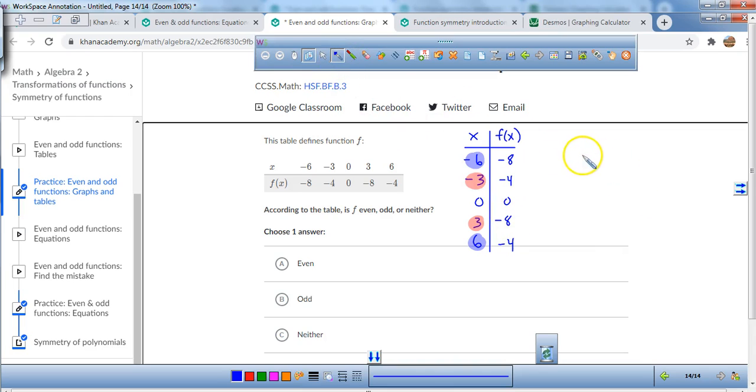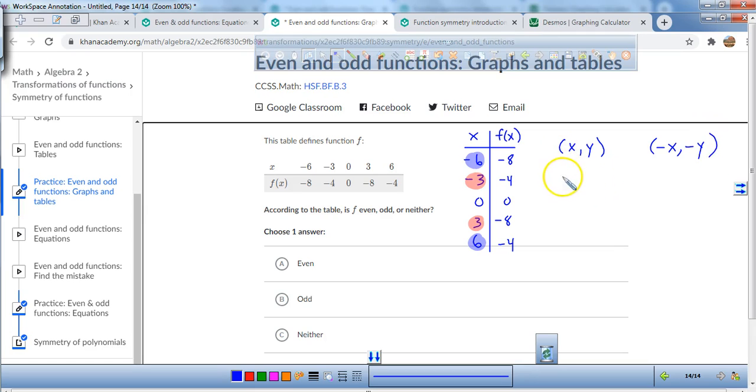So what would be an odd function? An odd function would be if we have an x and a y, we're going to have a -x and a -y. So if I had a -6 and a -8, I should have a 6 and an 8. If I have a -6 and a -8, I should have the opposite, which is a +6 and a +8. Well, I don't. I have -6, -8, but I have a +6, but what should be there if that was an odd function is a +8. So this is going to be neither.